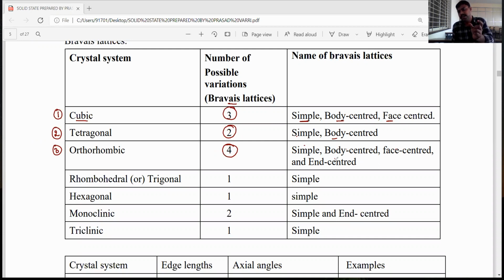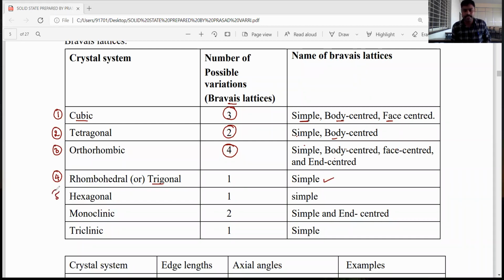Already we know what a simple unit cell, body centered unit cell, face centered unit cell and end centered unit cell are, and we discussed how the particles or lattice points are arranged. Now these 4 types of unit cells are present in the orthorhombic crystal system. And the fourth one is the rhombohedral or trigonal crystal system. There is only 1 type of repeating unit present, that is simple.